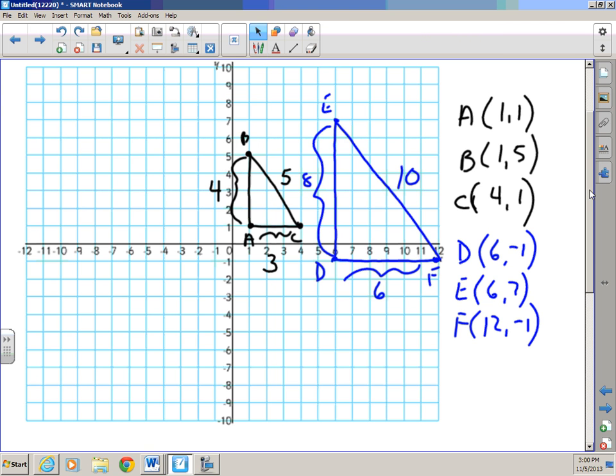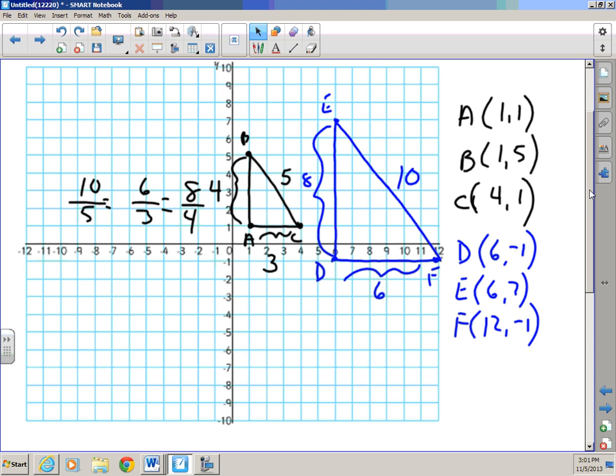So now the question is, are these two triangles similar? And hopefully you'll be able to see that when I compare my longest side to my longest side, my shortest side to my shortest side, and then the remaining sides, I get equivalent fractions, which tell me there's been a scale factor of 2 if I went from smaller to larger.